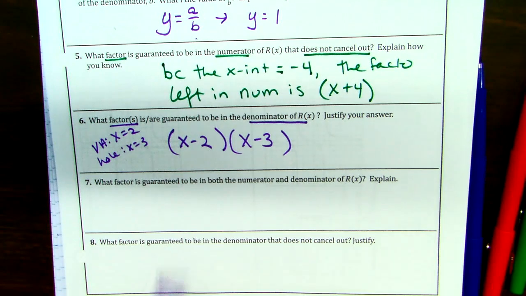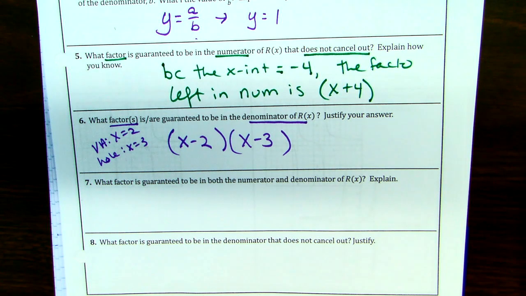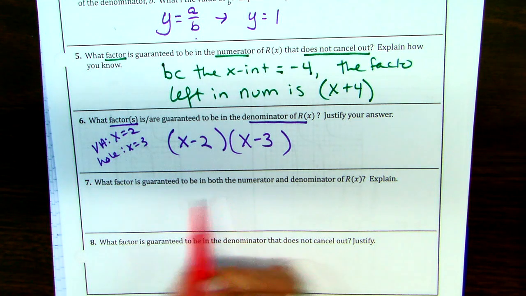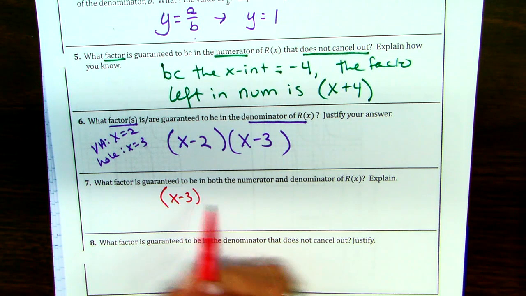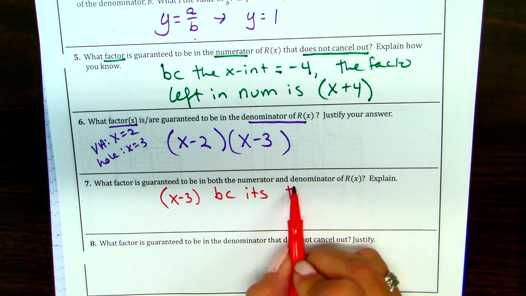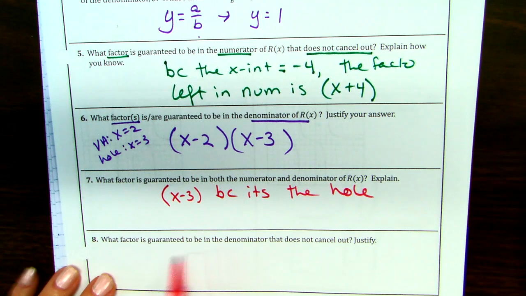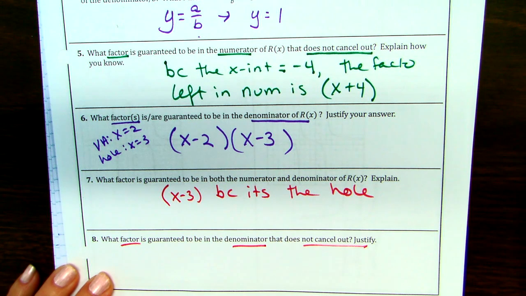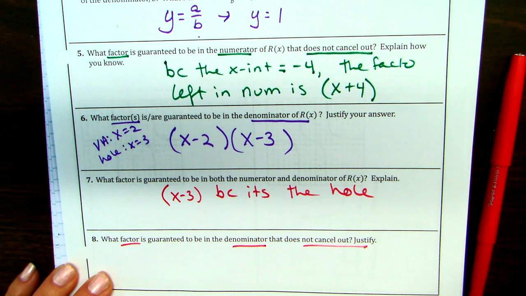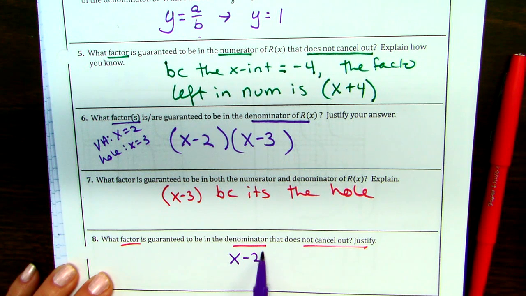Two more. What factor is guaranteed to be in both the numerator and the denominator? Which one? Right, X minus 3, because it's really the X value of the hole, but whatever. So remember, X minus 3 is in the denominator. It must be in the numerator too, because by canceling it, it becomes a hole. And what factor is guaranteed to be in the denominator and does not cancel? The VA, right? And so that's the X minus 2.